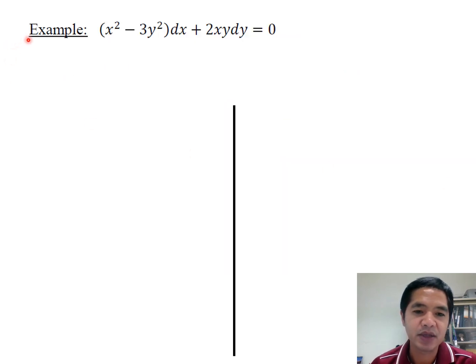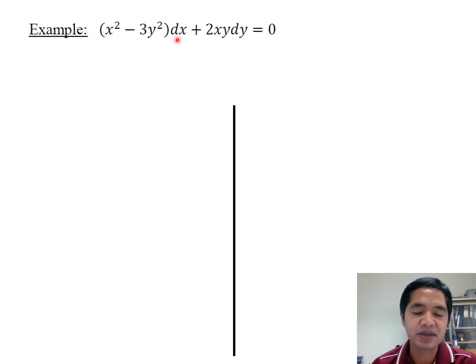Now look at examples of homogeneous equation. Let's take a look at this one, which is (x squared minus 3y squared) dx plus 2xy dy equal to 0. If you want to use other methods, you can try, but in this case we want to use the homogeneous equation.